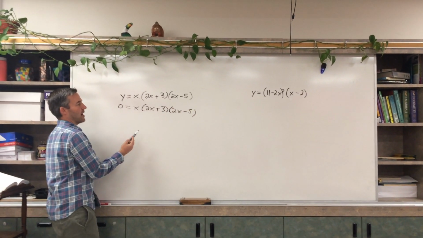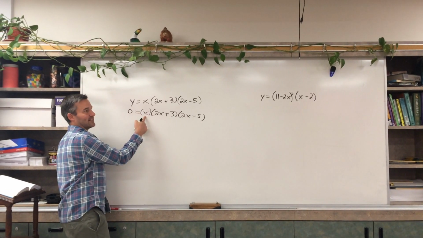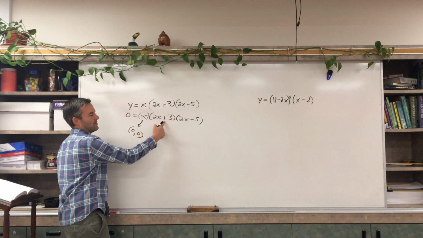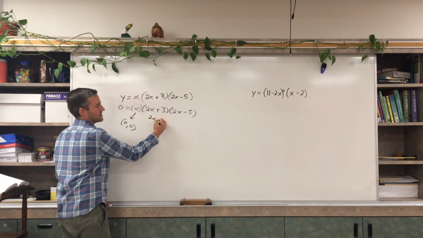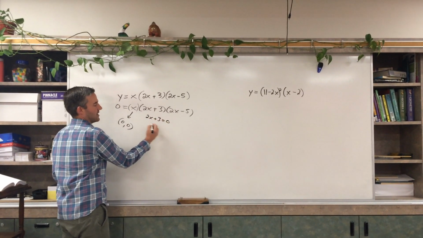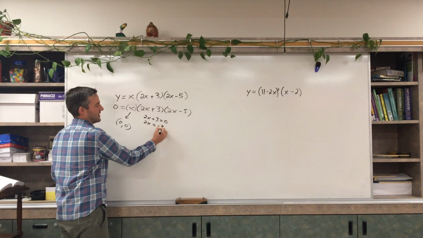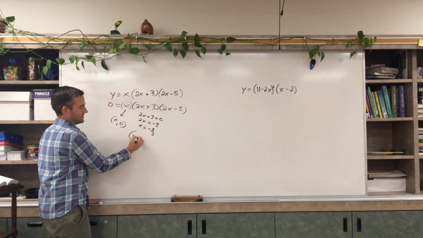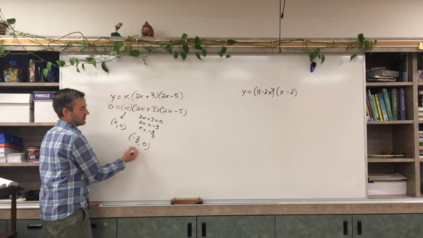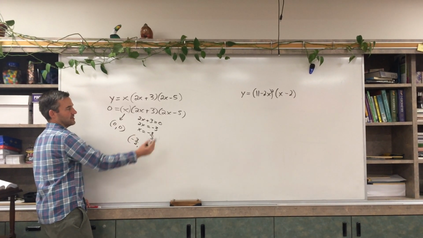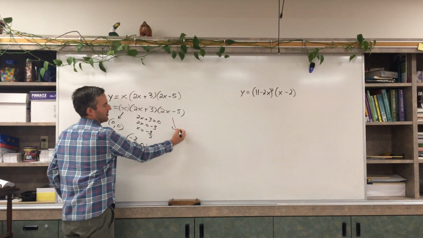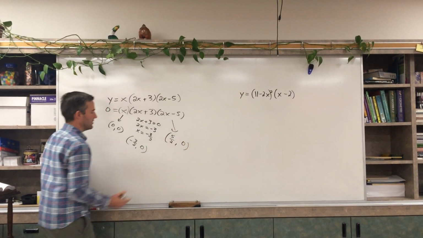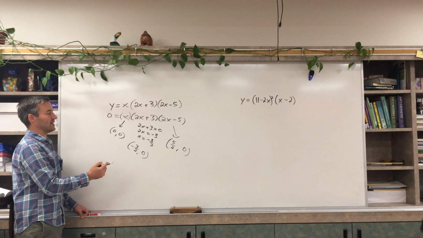The zero product property tells us that one x-intercept is 0. So (0, 0). If we set this equal to 0, 2x plus 3 equals 0, we get 2x equals negative 3, x equals negative 3 over 2. This is (negative 3 halves, 0). That's another x-intercept. And we can do the same thing here to figure out that there's an x-intercept at (5 over 2, 0). So we've got these three x-intercepts.